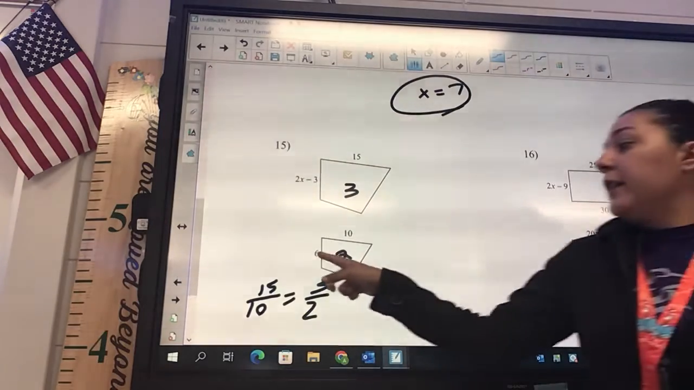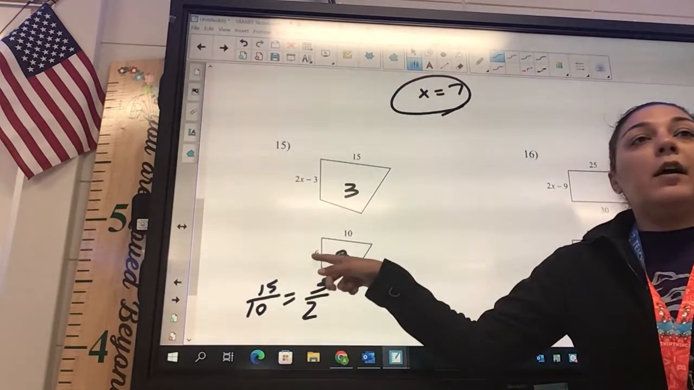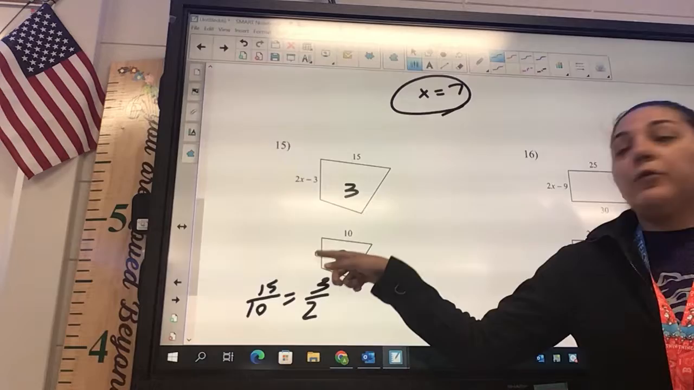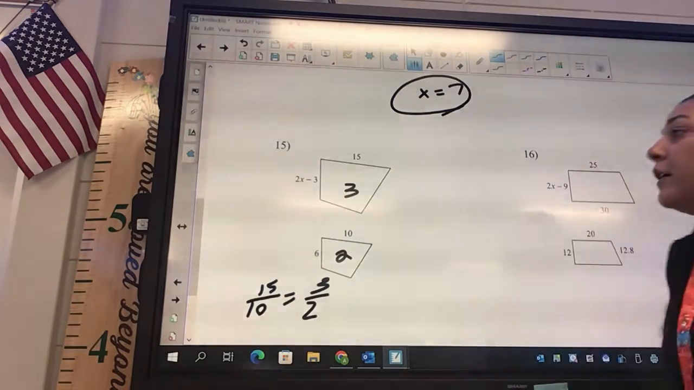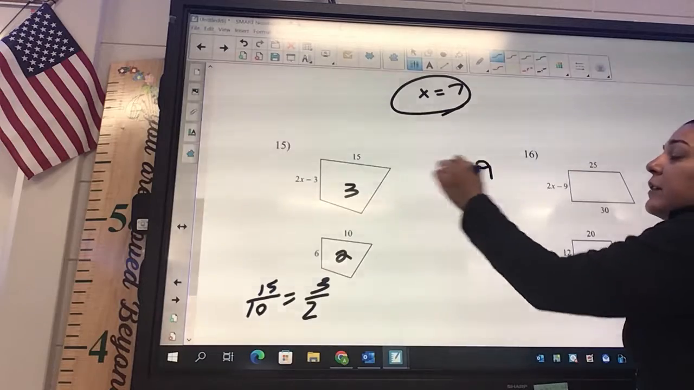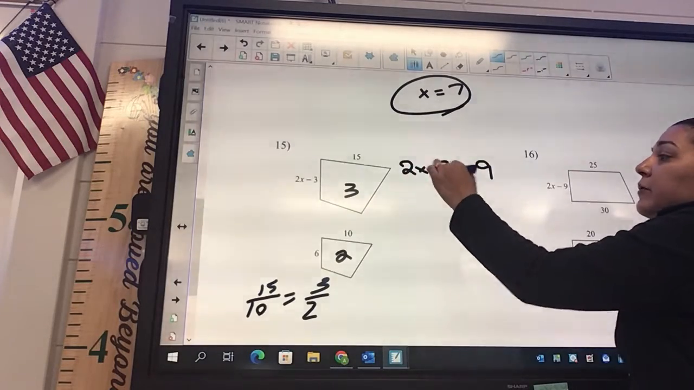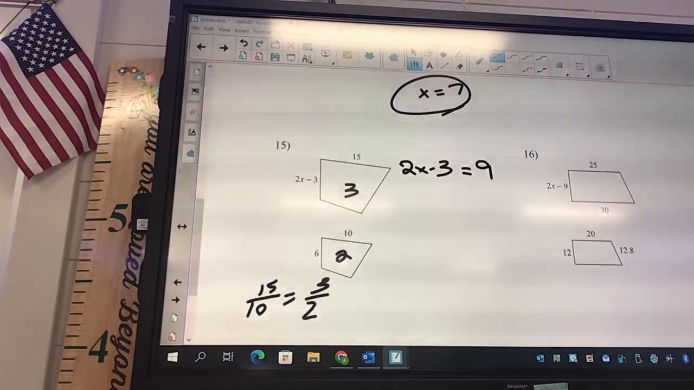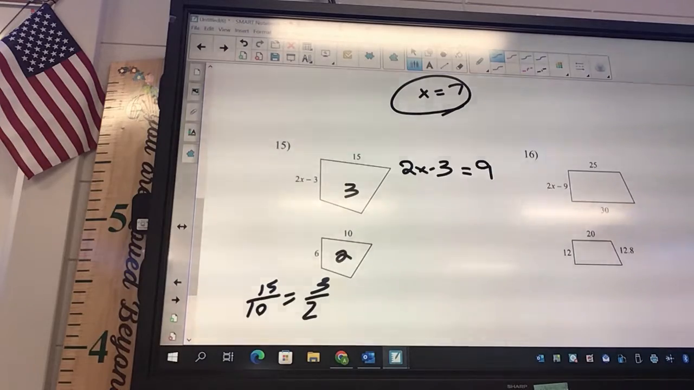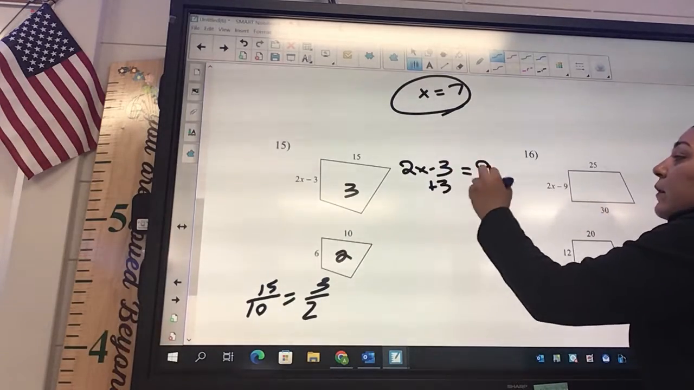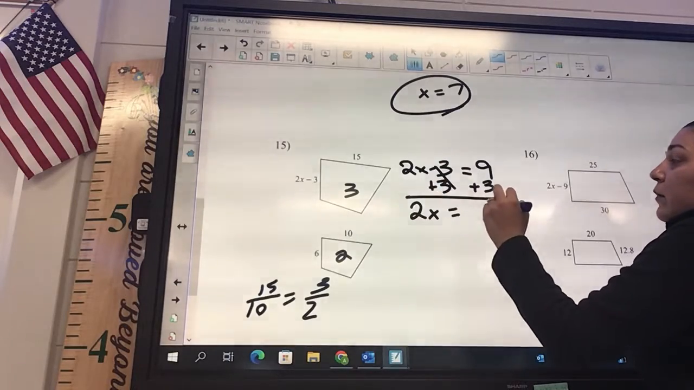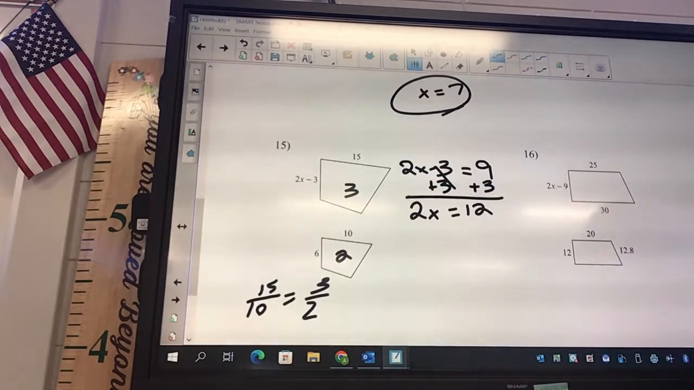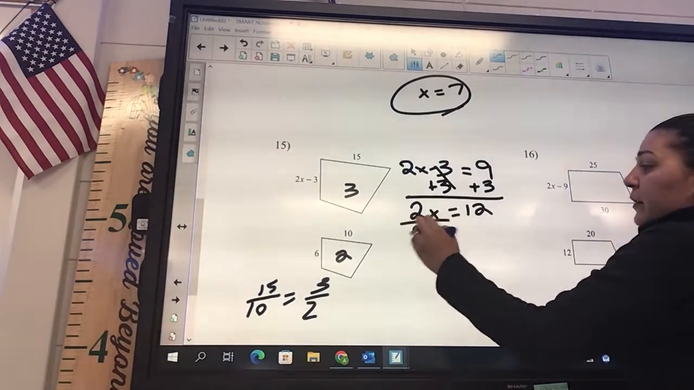Okay, so if we're looking at these sides, 2 times what gave me 6? 3. So 3 times 3, 9. So we know that it equals 9. So 2x minus 3 is going to equal 9. Okay, so we get 2x equals 12. Yep, and x is going to be 6.